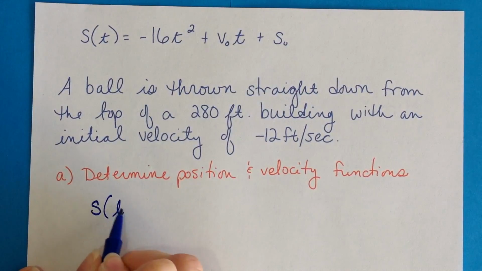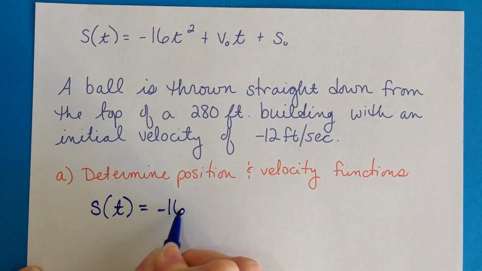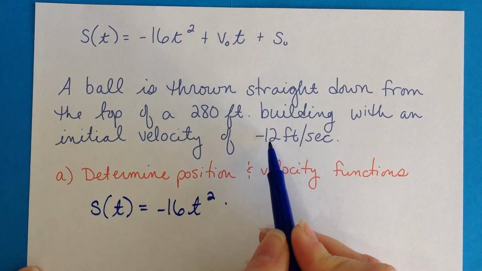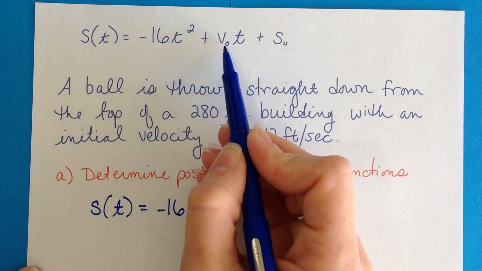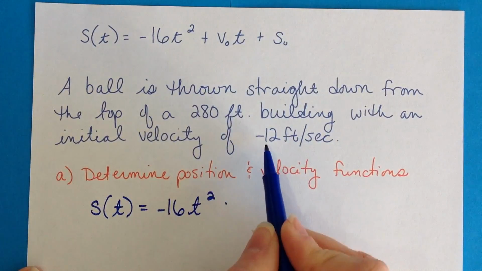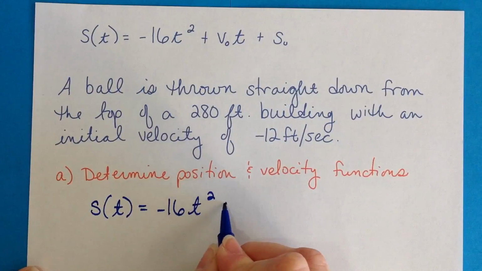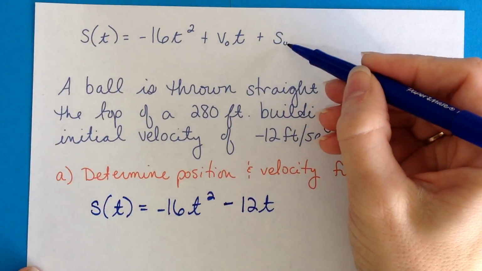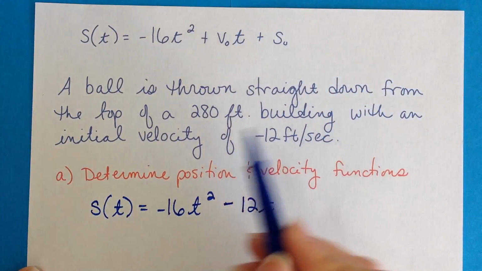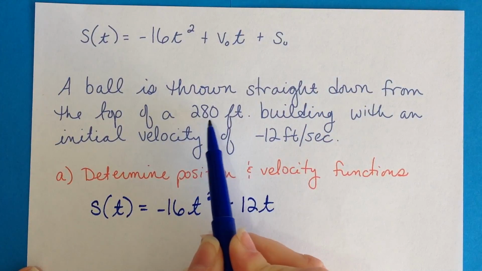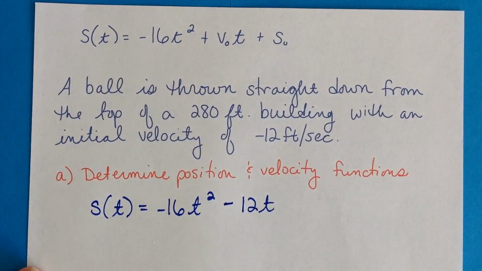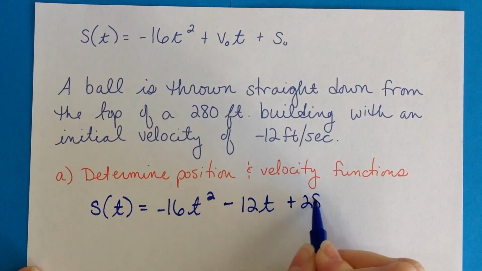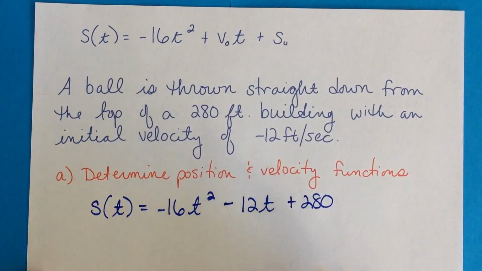So S of t would be negative 16 t squared. Now, your initial velocity is negative 12 feet per second. Remember, v sub 0 is your initial velocity, so you've got to substitute negative 12 here. So you'd want to just write that as minus 12t, and then plus s sub 0. S sub 0 is your initial height, so that would be the 280 because the ball starts at the top of that building. So that would be the initial height.